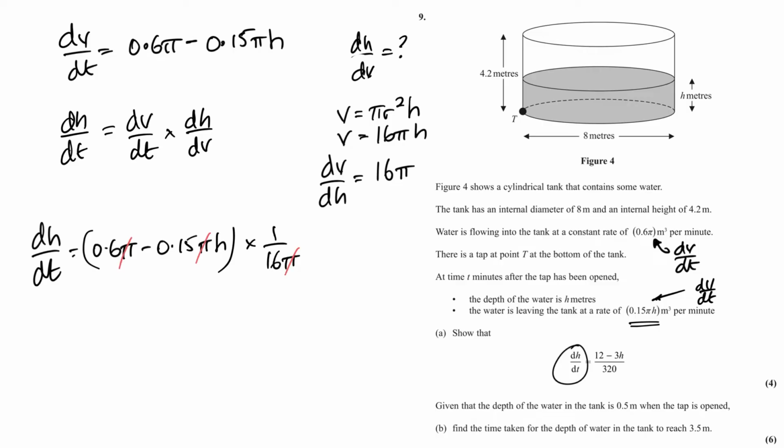Now the pi's will cancel because there's pi on each of the terms on the top and on the bottom. So that makes it a little bit easier. And then we've got these fractions that we need to deal with. But let's first just make it a little bit nicer. We've got 0.6 minus 0.15h over 16. And looking at what we need here, to get my 320, I'm going to multiply top and bottom by 20.